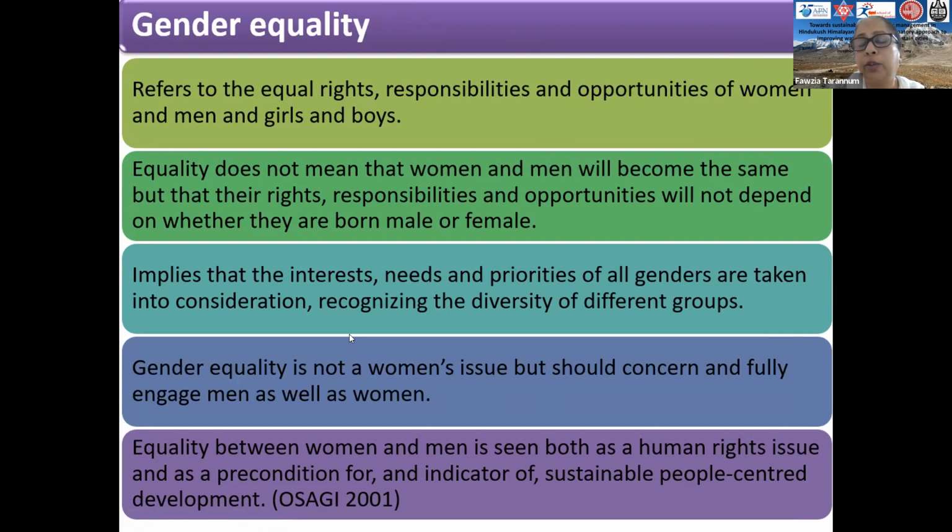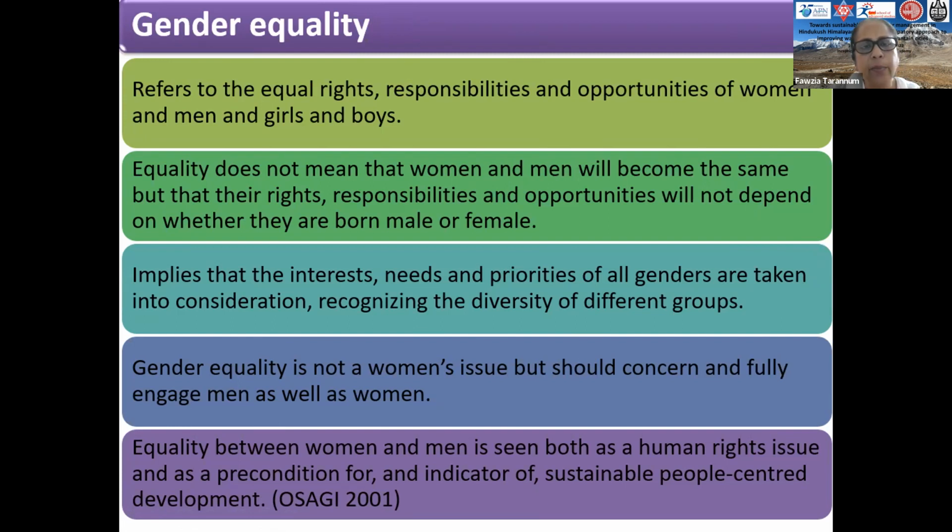What is equality? So we'll just quickly also understand the difference between equality and equity. So equality refers to equal rights, responsibilities, and opportunities of women and men and girls and boys. It does not mean that women and men will become the same, but that their rights, responsibilities, and opportunities will not depend on whether they are born male or female.